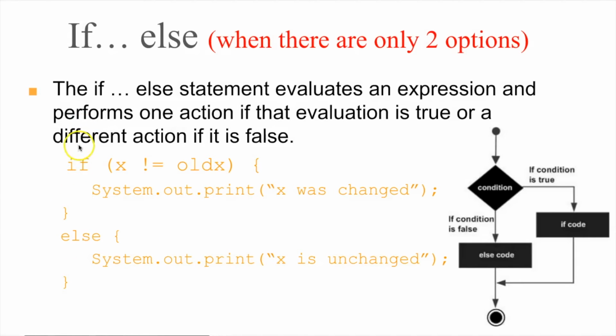Here's another option in your if statement. You can say if something is true, open your curly brackets, do whatever and close it, else, and open your curly brackets and close it again. And this gives two options. It either gives something to do if that's true and something to do if that's false. This is when there are only two possible options in a situation. This is what you would use.